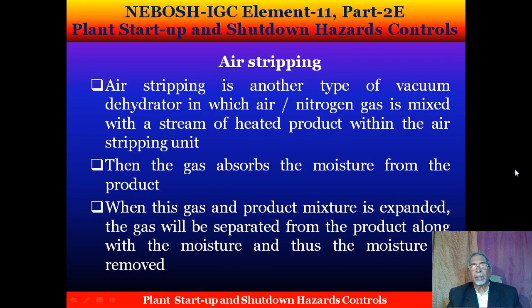Another method is air stripping. Air stripping is another type of vacuum dehydrator in which air or nitrogen gas is mixed with a stream of heated product within the air stripping unit. Then the gas absorbs the moisture from the product. When this gas and product mixture is expanded, the gas will separate from the product along with the moisture, and thus the moisture is removed.